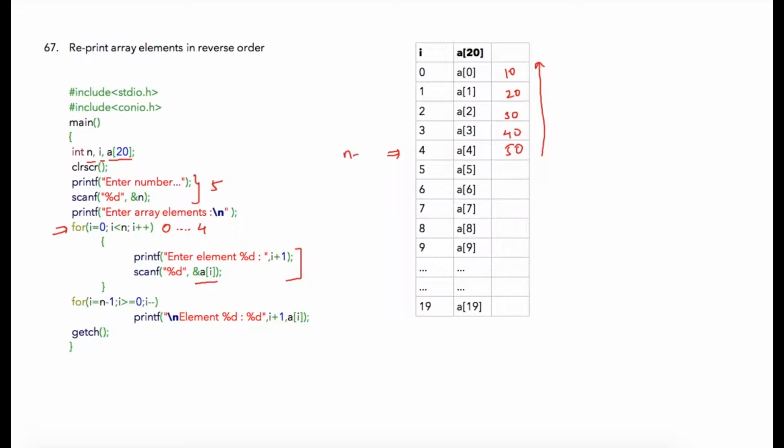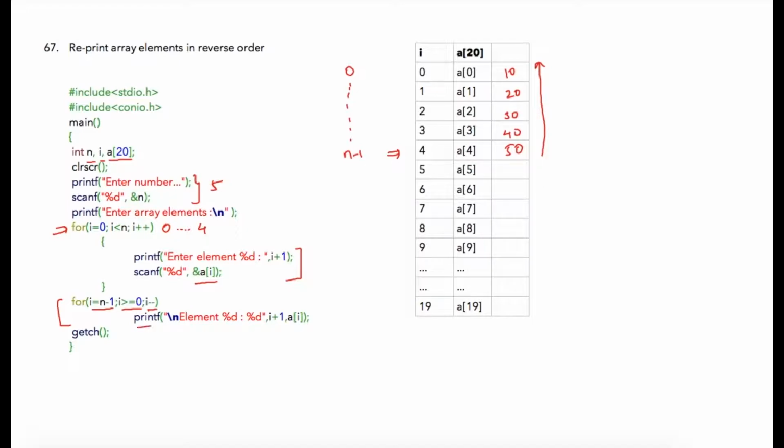value, that is n minus 1, because n was entered as 5. So starting from n minus 1, the loop will go till 0. So this is our second for loop to print array elements in reverse order. I am starting I from n minus 1, and the condition will be I greater than equal to 0, and I will be decremented on each iteration.